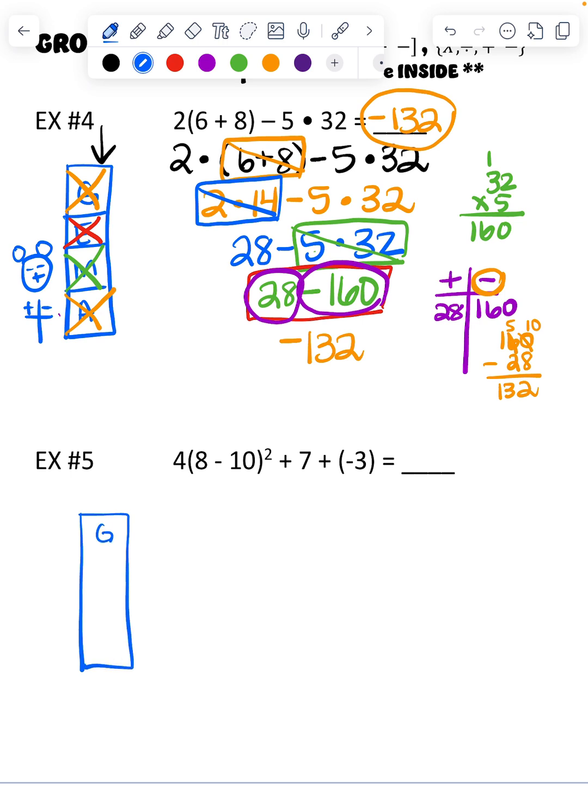GEMA, G-E-M-A. And I'm going to draw my integer man for multiplicative and my integer table for additive, just to remind me I might need them. And then I'm going to start solving left to right, looking for any groupings first.